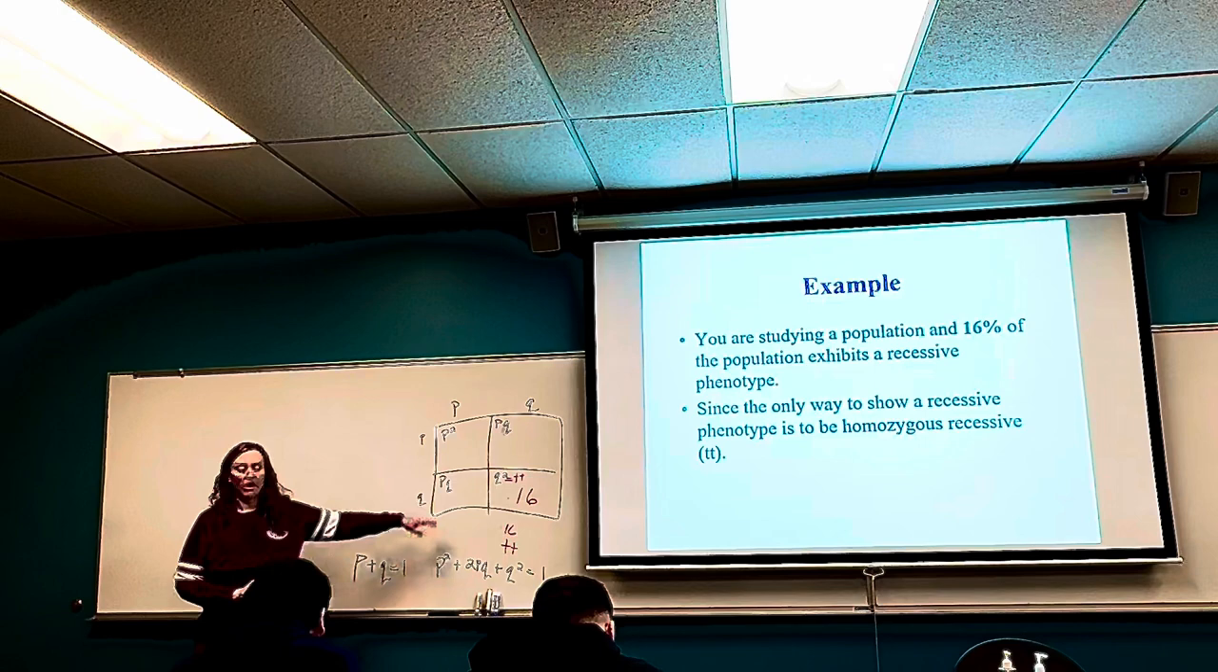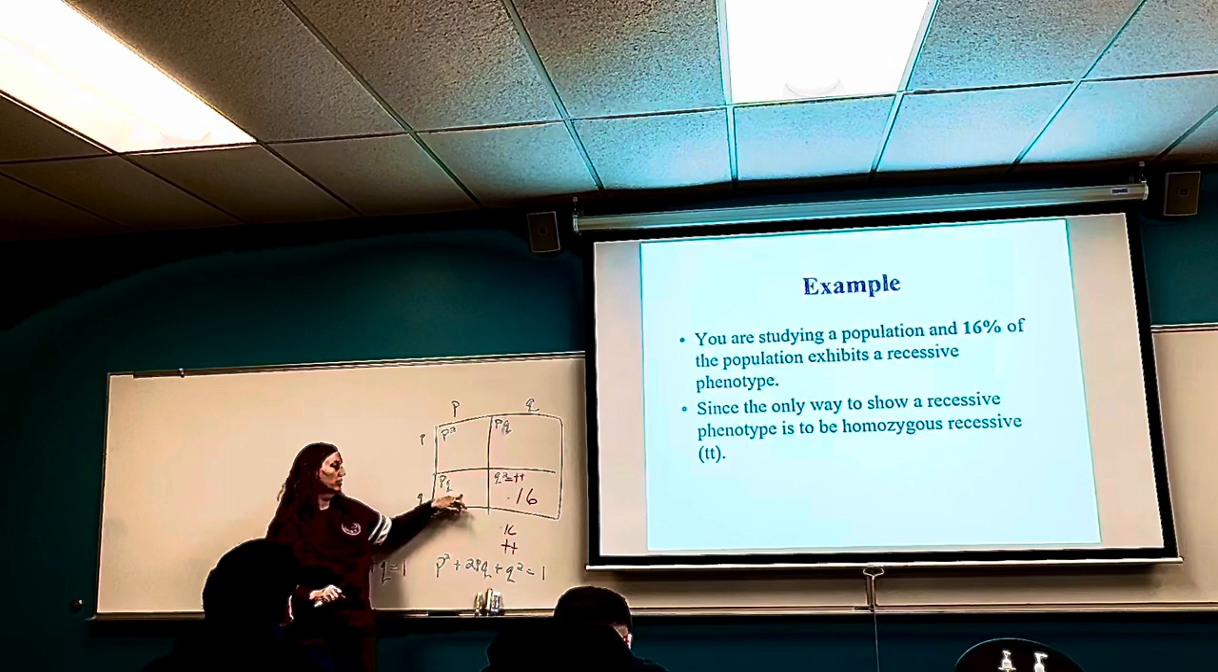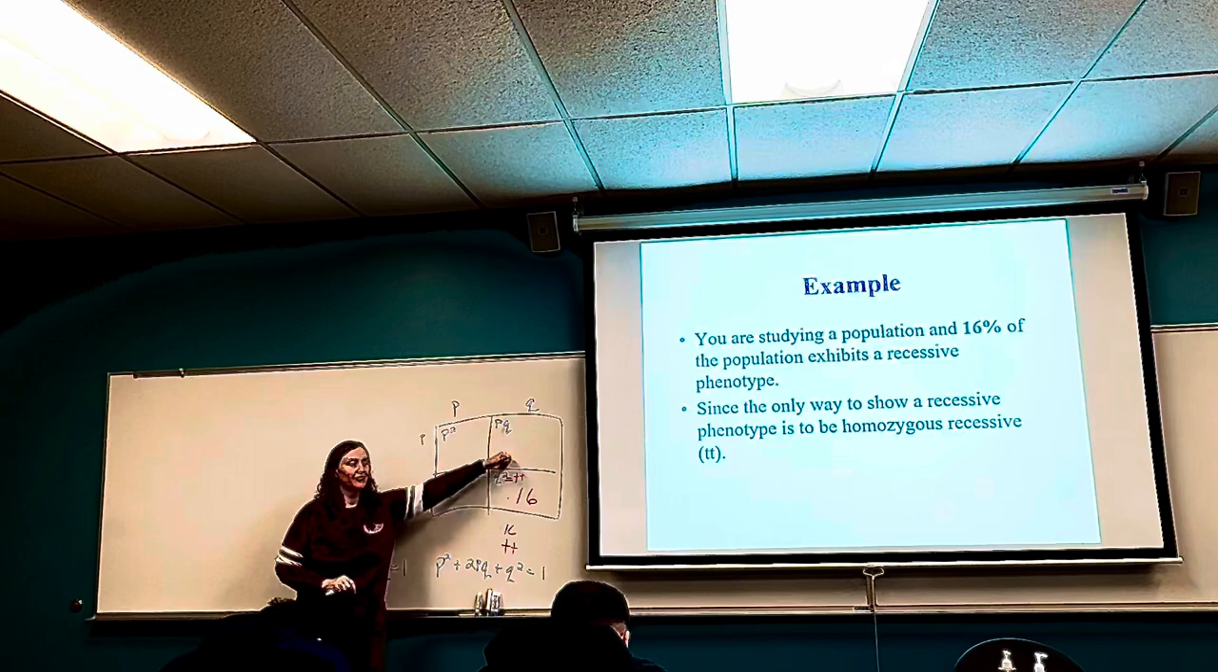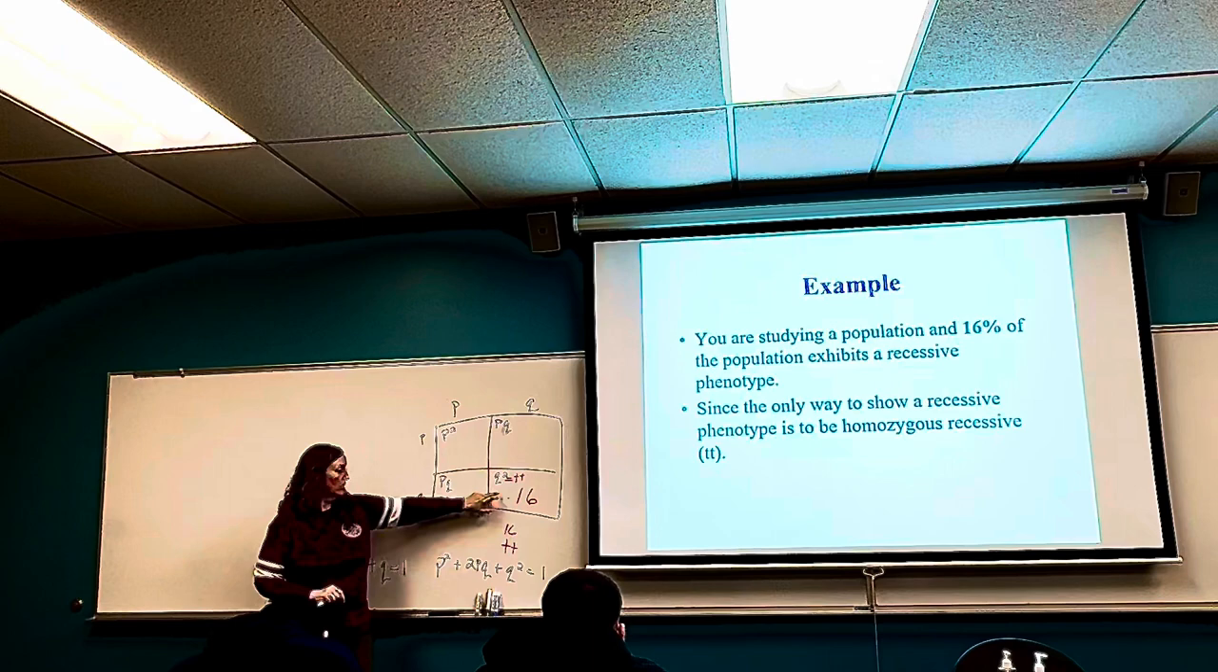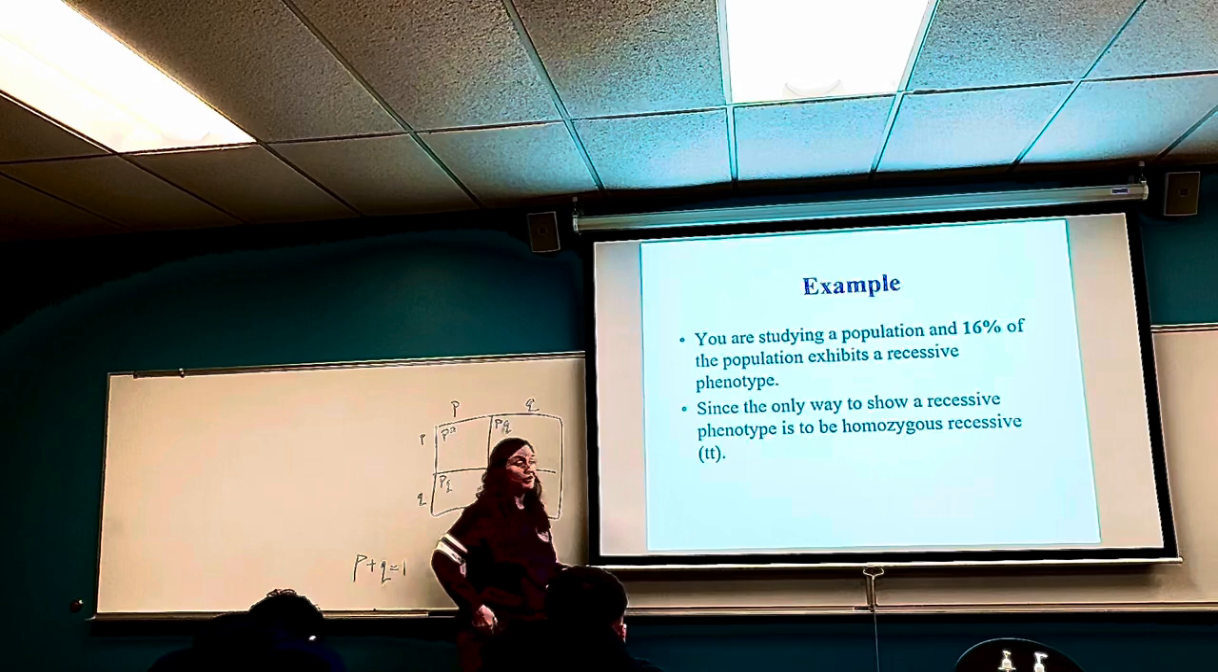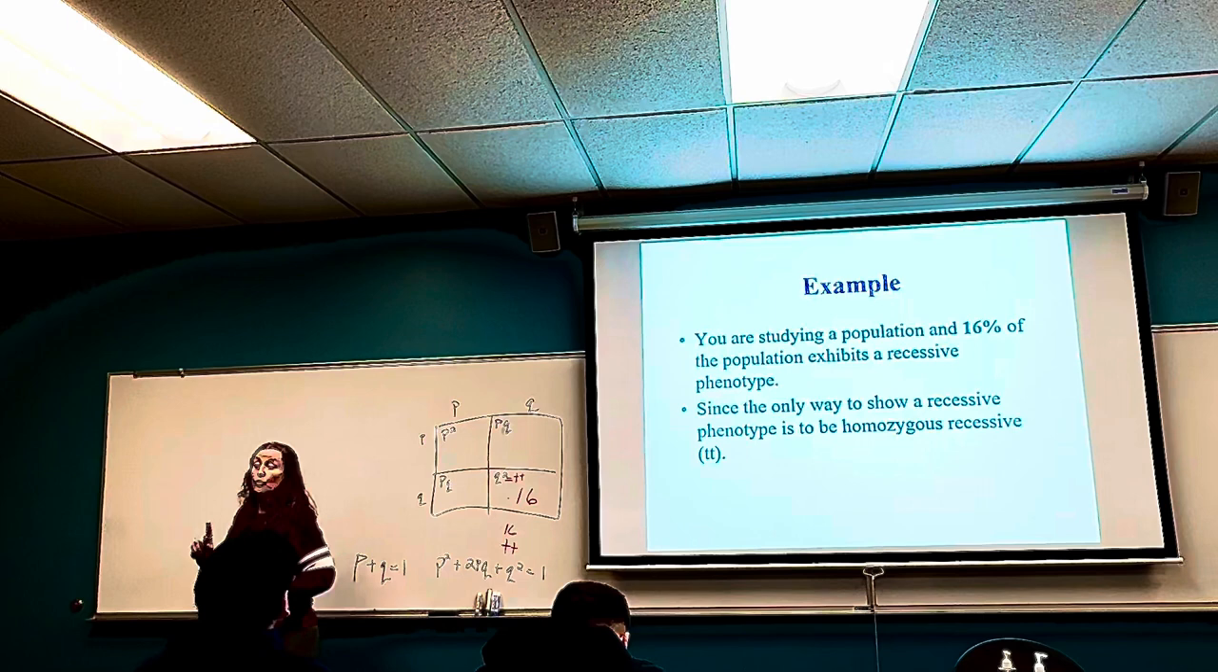This is what our Punnett square is going to look like, as we're going to put p squared here, pq, pq, and q squared. Why we have two pqs is we've got one, two pqs. So you're going to add up what's here and here together. Okay, so 0.16, we've got that. We can use this data to get us what our q is by taking the square root of q squared.